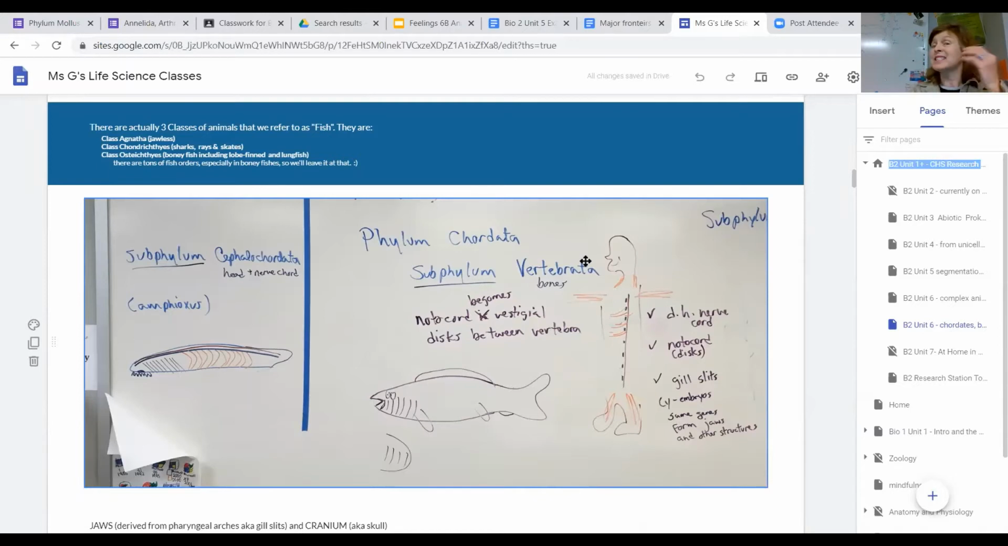I don't got gill slits, but guess what? If you look at early embryos of vertebrates, gill slits are in the embryos. Okay, so we lose them earlier on in development, but they exist. There are pharyngeal arches that appear in embryonic forms of all the vertebrates.